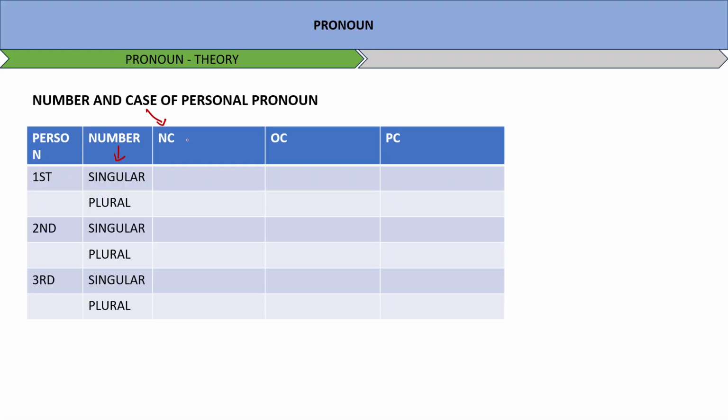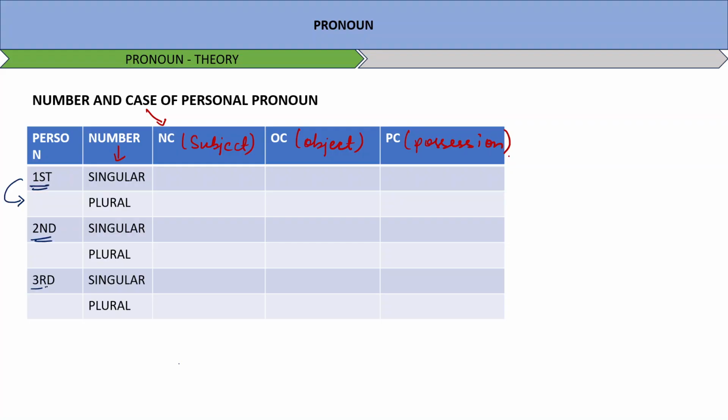Cases: nominative case, subject; objective case, object; possessive case shows possession, right? Now I'll give you a quick understanding on what is first person, second person, and third person.